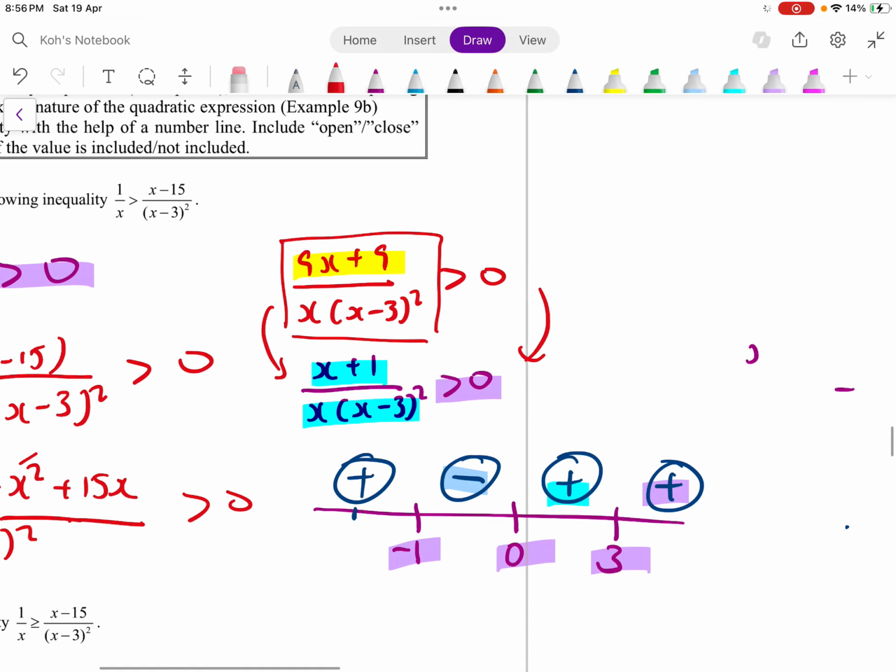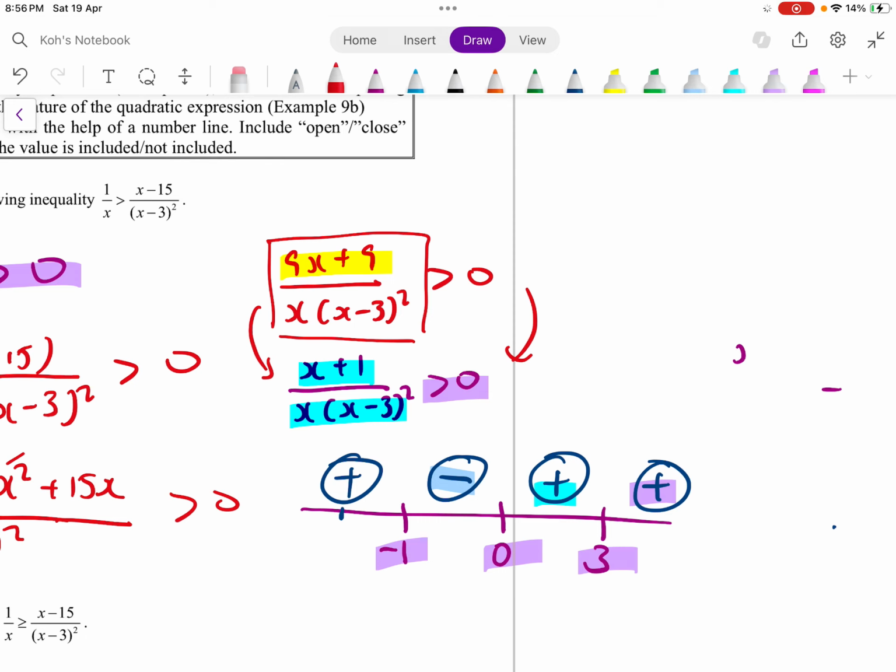Then after that you draw the number line. You fill in the critical values first because these are all your critical values. For example, you solve for x. So x is equal to minus 1, x is equal to 0, x equal to positive 3. Just fill them inside the number line. After that, you write down the sign. For me, I get positive, negative, positive, and positive.